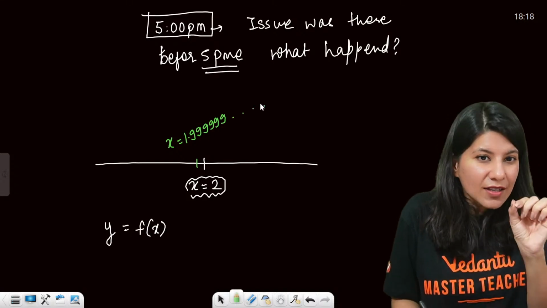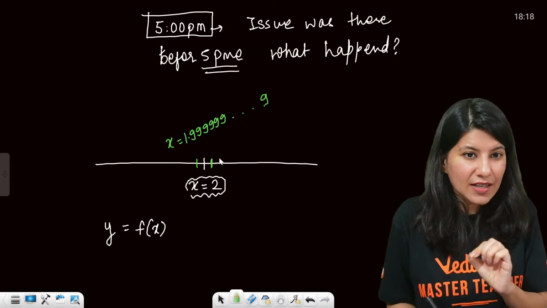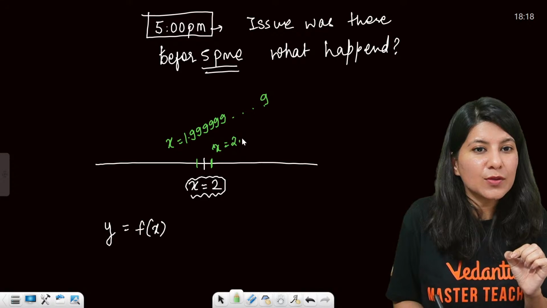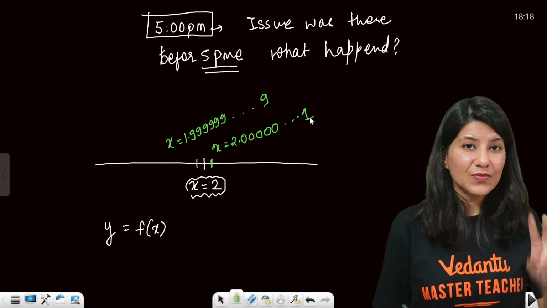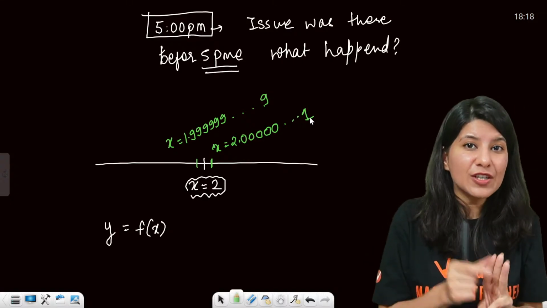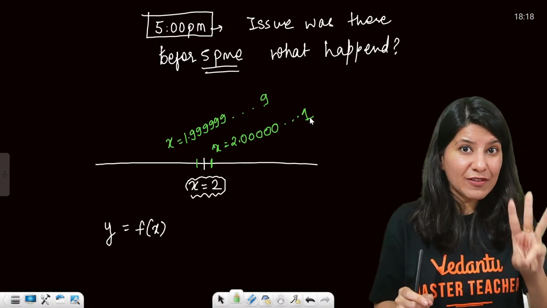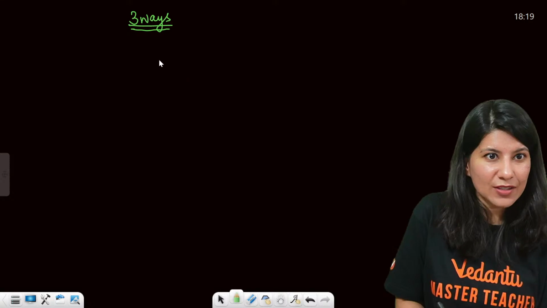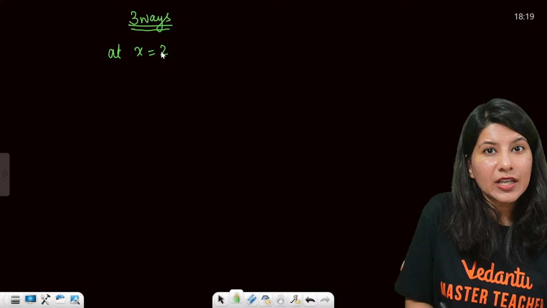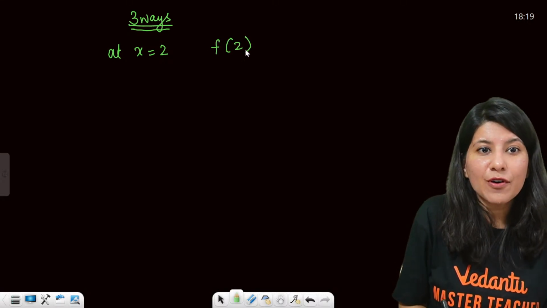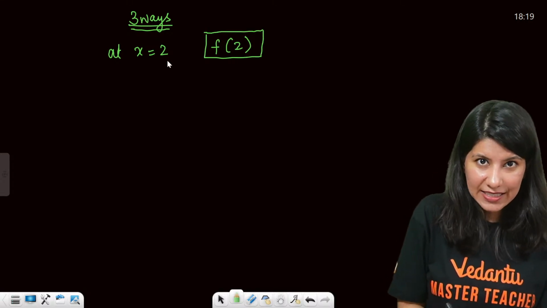Let me check just right before x equals 2. Or let me check just right after x equals 2. So x will be equal to 2.00001. So basically what I'm trying to tell you is that there are 3 ways to approach a function at any given point. Obviously at x equals 2, that means you are talking about exactly 2, so we denote it as f of 2, correct? At x equals 2.